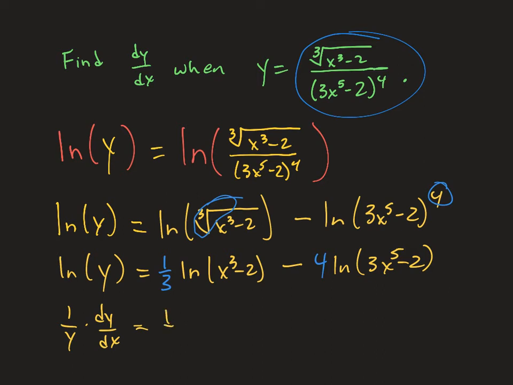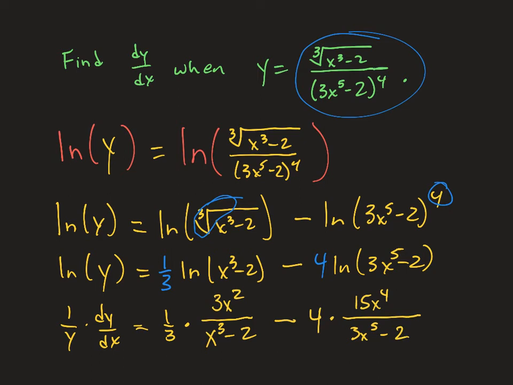So we have the 1/3, but then the derivative of the natural log of x cubed minus 2 is going to be 3x squared over the u, which is x cubed minus 2. And then moving along here, we have the 4 times, again, we're going to do u prime over u, so that is 15x to the 4th over 3x to the 5th minus 2.